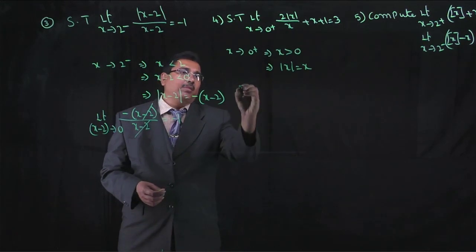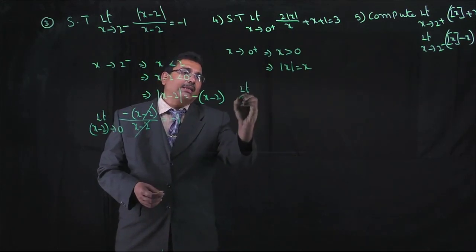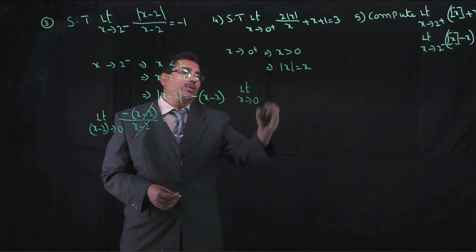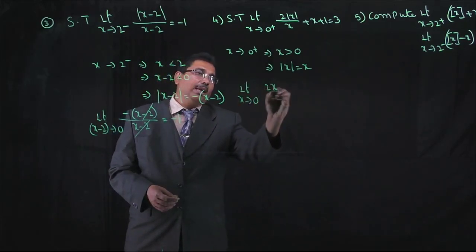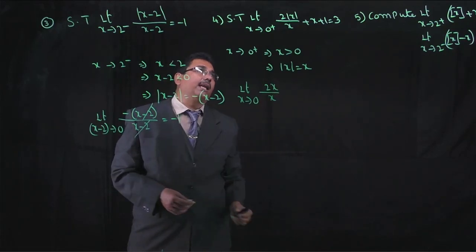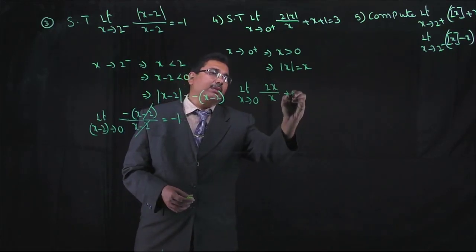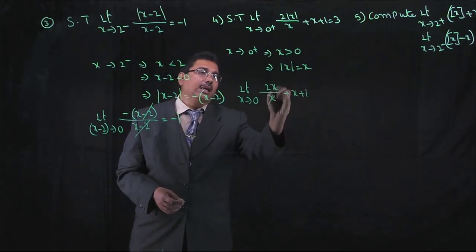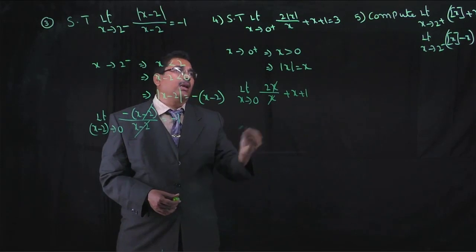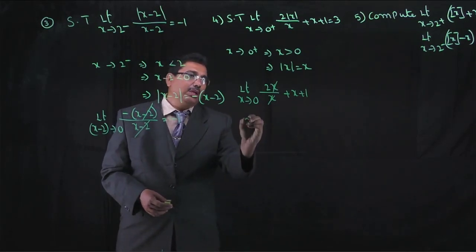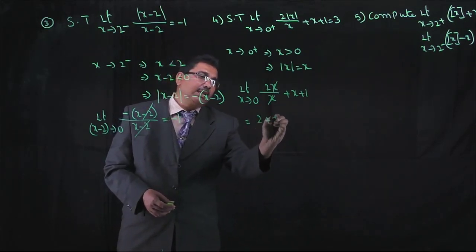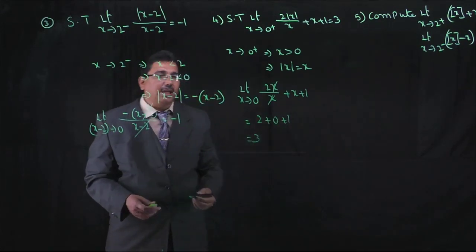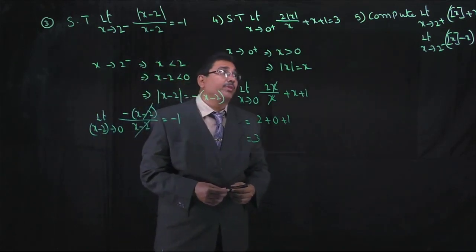Now the limit value: limit x tending to 0 of (2x divided by x plus 1 plus x plus 1). Here x gets cancelled. Now by applying the limit value, we get 2 plus 0 plus 1, that is equal to 3, right? That is the limit value.